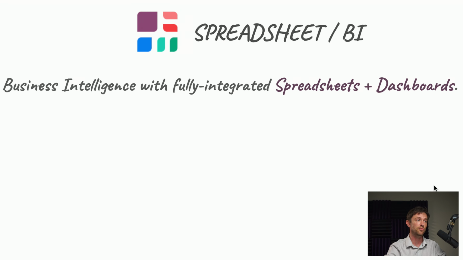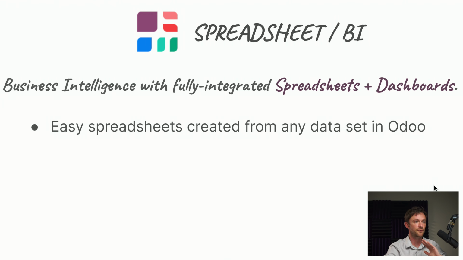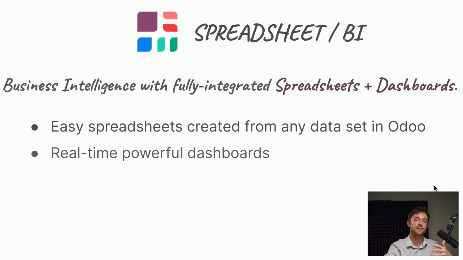This is a really interesting one that was added more recently to the website. This is Spreadsheet and BI. And what it really is, it's a way for you to gain business intelligence, which is BI, using a combination of spreadsheets and dashboards together. So first off, you can generate spreadsheets inside of Odoo that are populated in real time by any of the data throughout the system. It's kind of like Google Sheets, except it's within Odoo and it's fed by real Odoo data. And then you have dashboards.